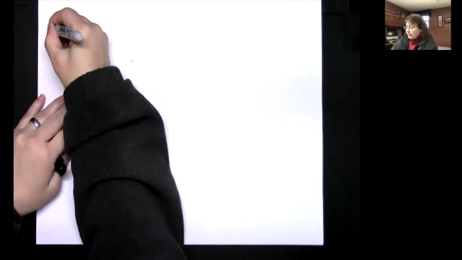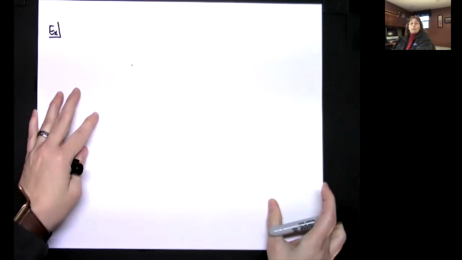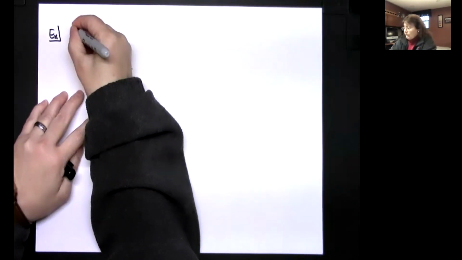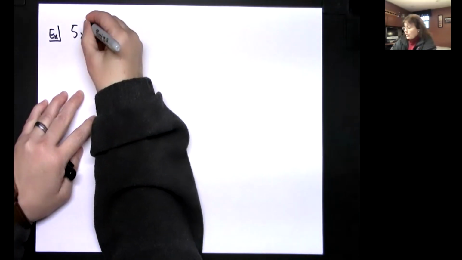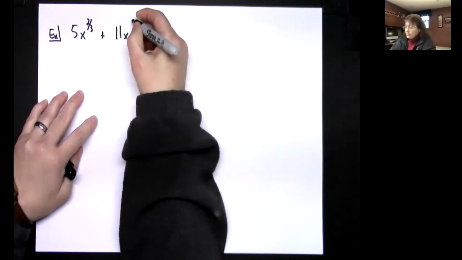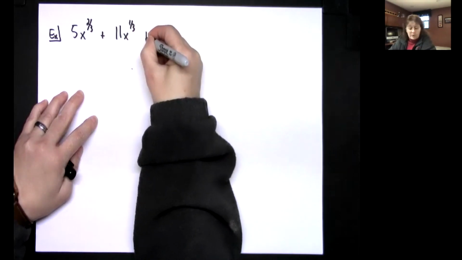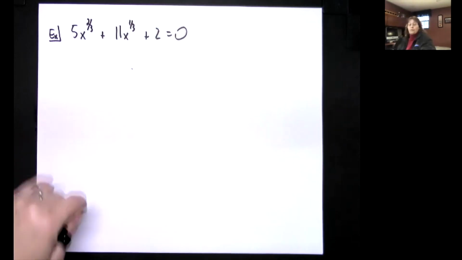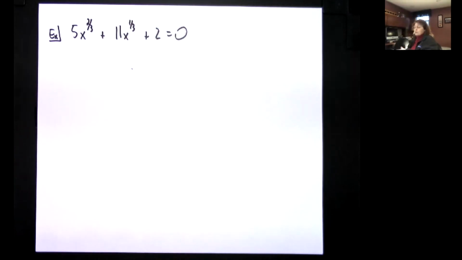So let's suppose we've got, I'm going to pull it down just a little bit, 5x to the 2/3 plus 11x to the 1/3 plus 2 equals 0. They could just chuck tons of fractions everywhere in the problem.